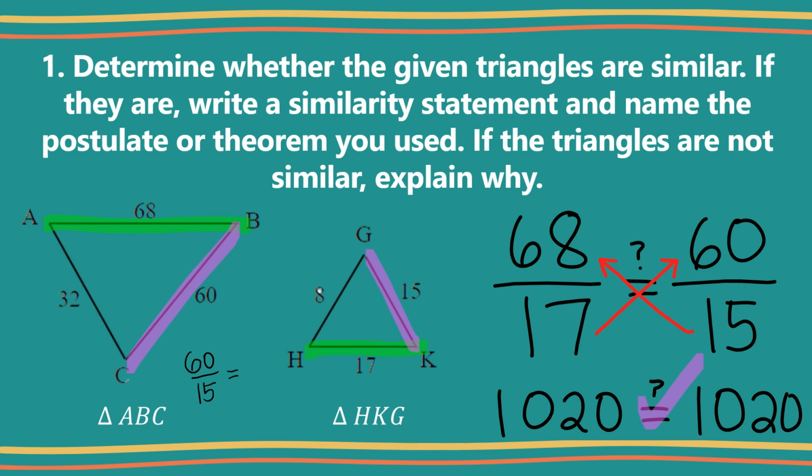Let's not use the highlighter. Let's do this. Now I'm looking at this smallest side and this smallest side. And again, my triangle on the left is always going in the numerator. My triangle on the right is always going in the denominator. So that's 32 over 8.